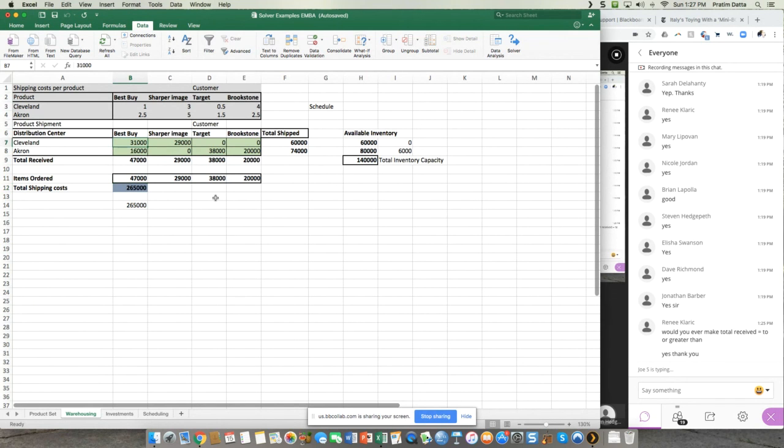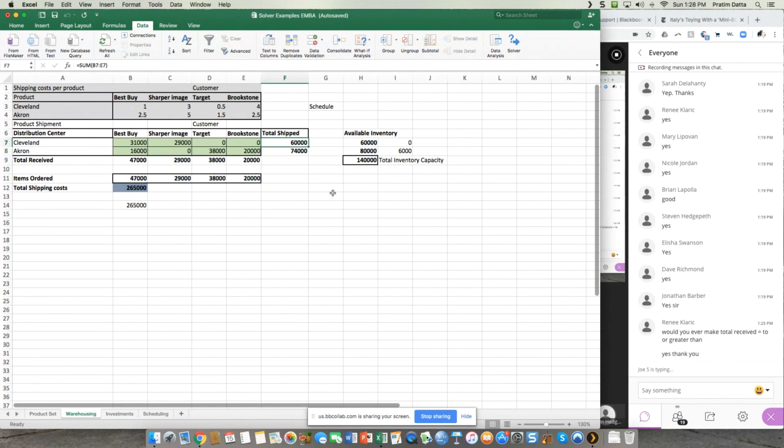From the Cleveland warehouse, ship 31,000 units to Best Buy, 29,000 units to Sharper Image from the Cleveland warehouse. Don't ship anything from the Cleveland warehouse to Target or Brookstone. Instead, from the Akron warehouse, ship another 16,000 items to Best Buy. Don't ship anything to Sharper Image. Ship 38,000 items from the Akron warehouse to Target and 20,000 items from the Akron warehouse to Brookstone.